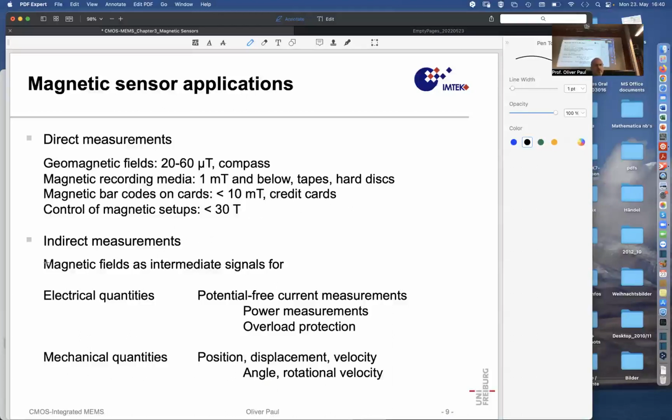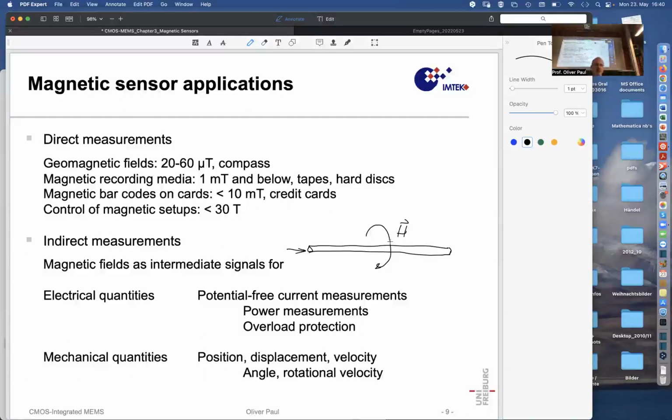But in addition to these direct measurements, we also measure indirectly. The magnetic field carries information about, for instance, electrical quantities such as currents. A current wire, through which a current passes, is surrounded by a magnetic field, by a circulating magnetic field. This circulation of H is actually proportional to the current that passes through the wire.